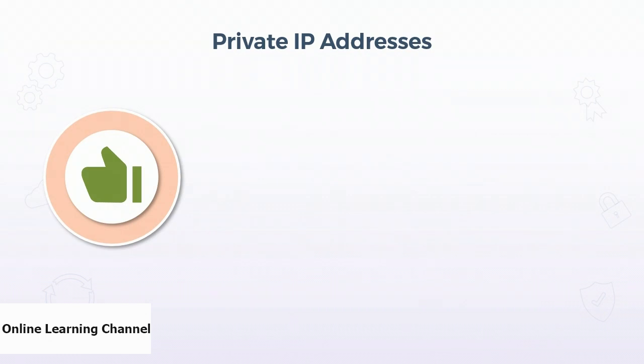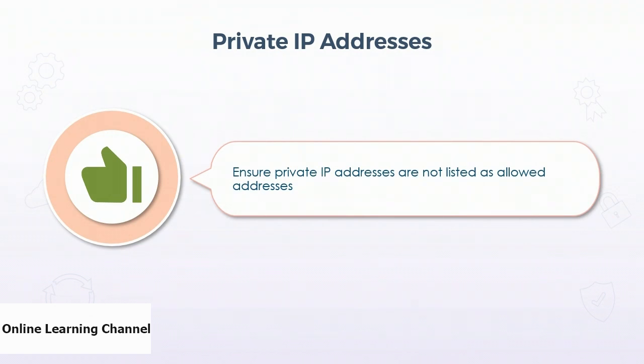Note that you cannot list private IP addresses in the firewall configuration in Cosmos DB. You need to use the private endpoint connections configuration. Make sure that you don't list any private IP addresses in the firewall configuration as allowed addresses, because this will not work. So to summarize, here are the ways in which you can limit access to Cosmos DB by IP address.